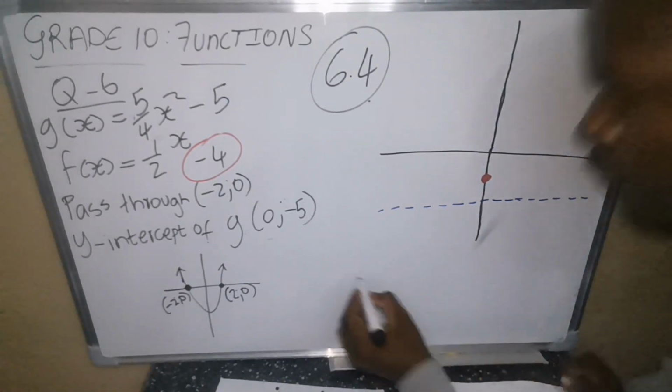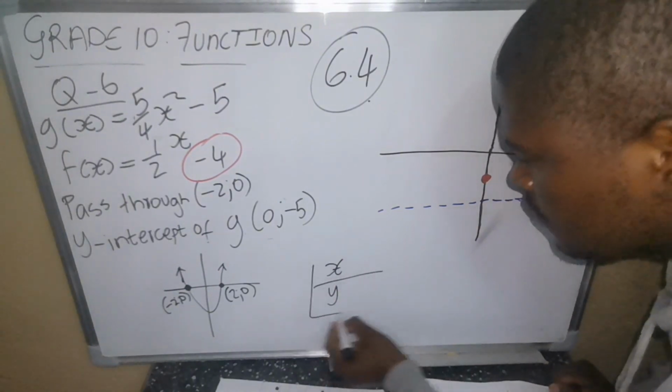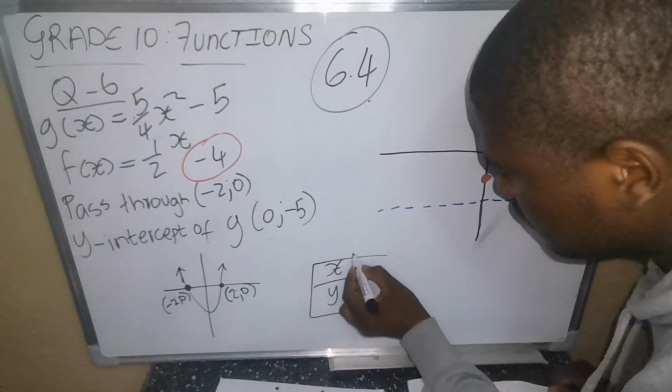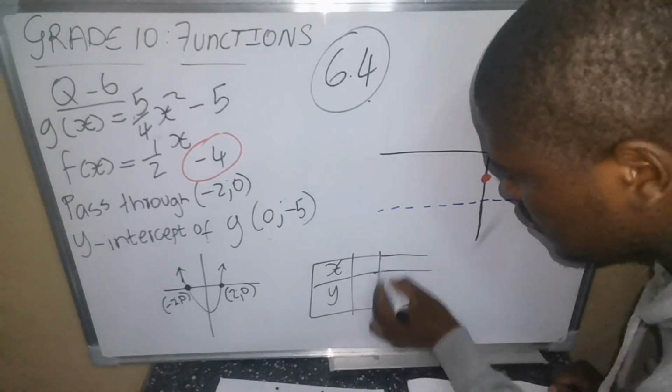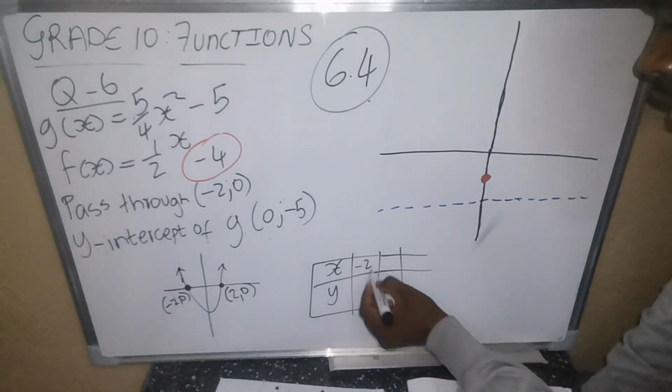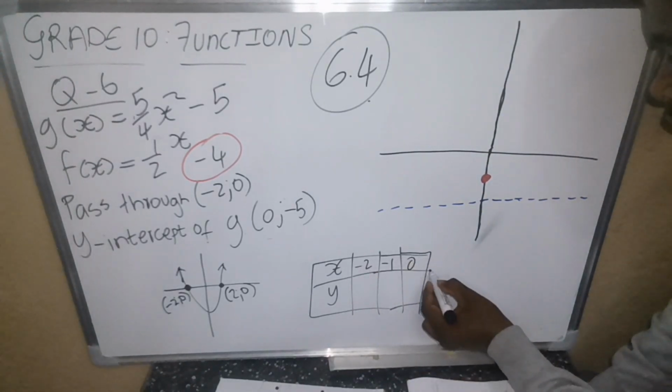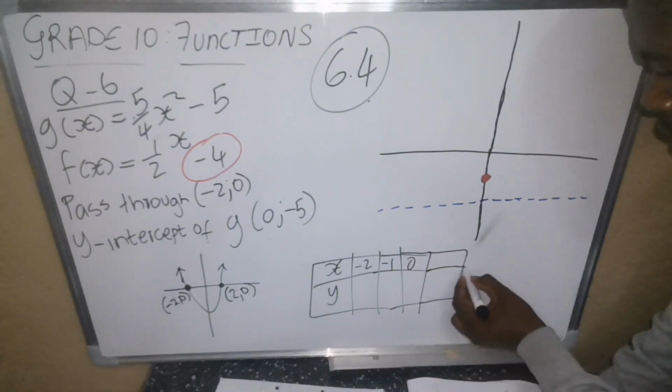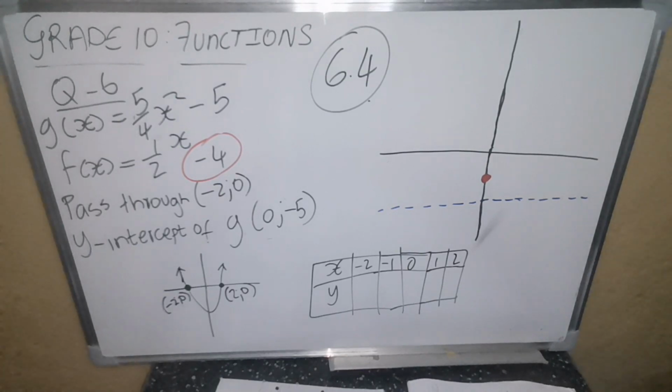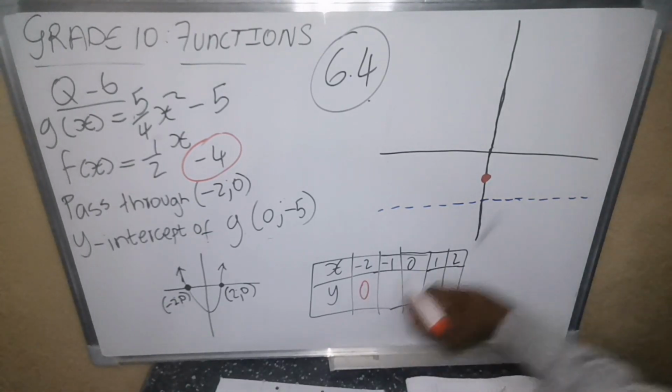Alternatively, the simplest way to draw the graph of these functions is to draw a table of x and y values. You give yourself x values of -2, -1, 0, 1, and 2. For f(x), the exponential, you put in -2: (1/2)^-2 minus 4. The answer is 0. So the coordinates are (-2, 0). Our x-intercept is going to be (-2, 0), so it's going to stay here.